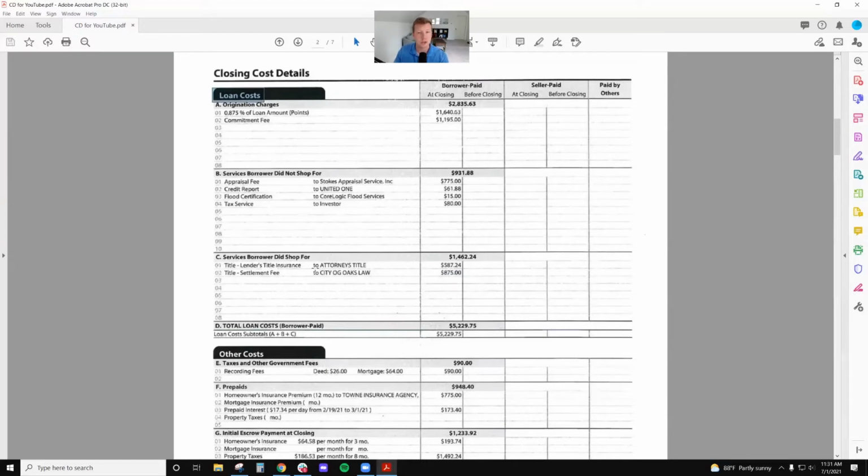All of these costs are associated with getting the loan, because if you didn't have to get a loan, you wouldn't have to incur any of these costs. Now, would you want to get an appraisal? Yeah, you would probably still want to get an appraisal. Would you want to get title insurance? Yeah, you would probably still want to get title insurance.